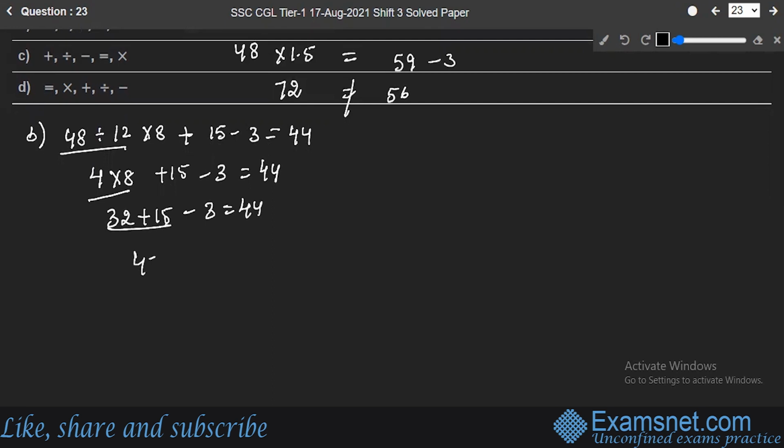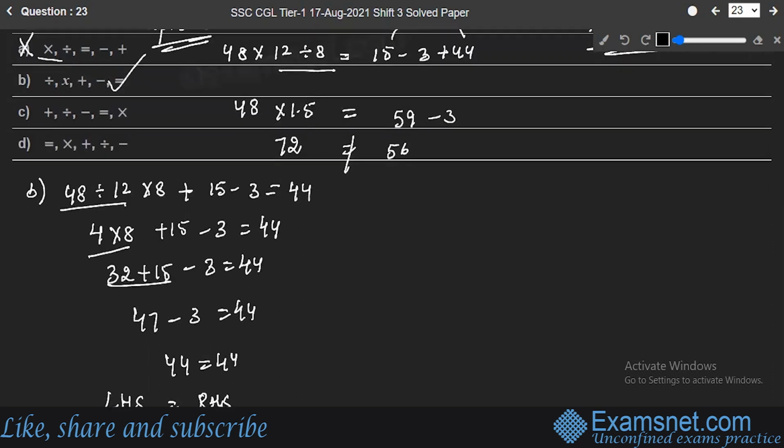Adding both of them, you have 47 minus 3 should be equal to 44, and you have 44 is equal to 44. Here LHS is equal to RHS, so this is my answer, right? To be sure of our answer, let's try other options as well. Option C, after filling in all the operators, you will get 48 plus 12 divided by 8 minus 15 is equal to 3 into 44.